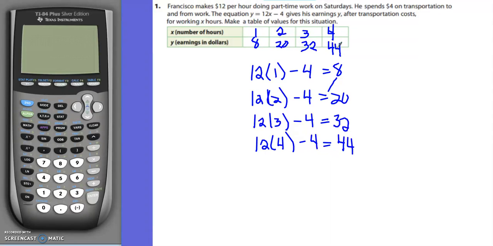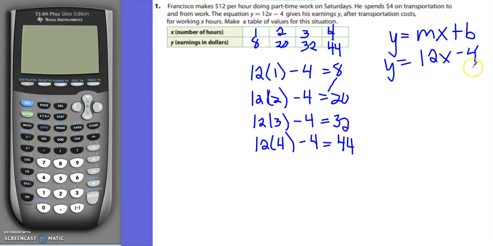Alright, so this is a linear relationship. It is in the format of y equals mx plus b. We have y equals 12x minus 4. It's going to intersect the y-axis at negative 4 and have a slope of 12.